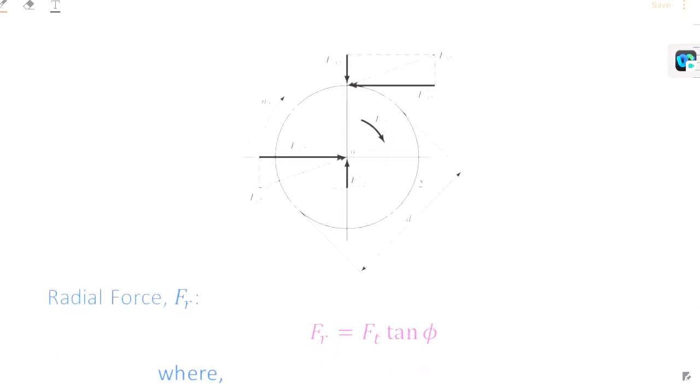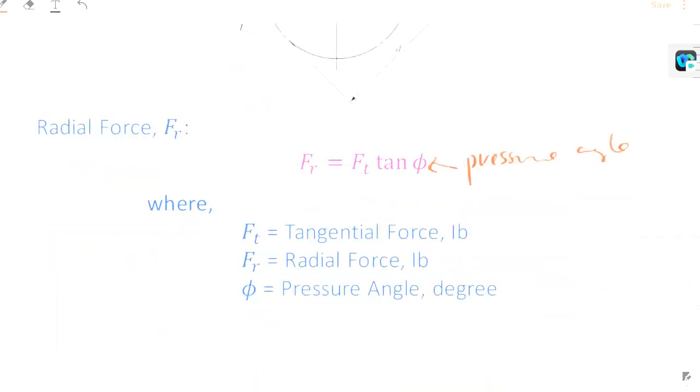So since we have the relation between radial force and tangential force, because of the pressure angle, this is the pressure angle. So FR equals FT times tangent of the pressure angle. This is the relation between radial force and tangential force.